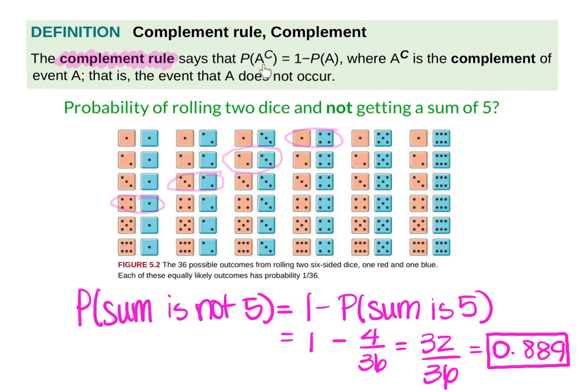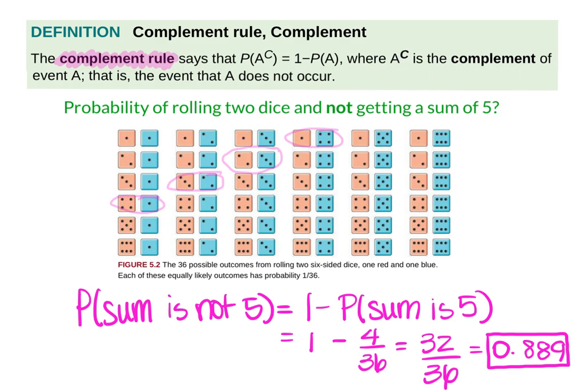So the complement rule is this fun thing. It's P(A), the thing that we are looking to happen, maybe it's all blue, for example, to the power of C. That's how we denote that it is a complement of A. All the things that can happen that are not A is the complement. So that's 1 minus the probability that A occurred, where A^C is the complement of event A.